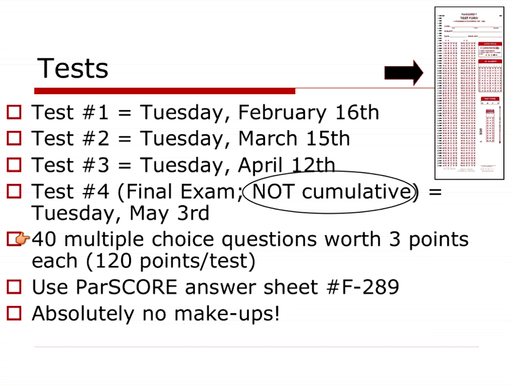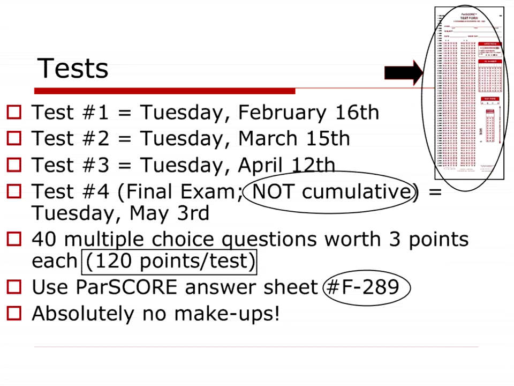The format of the test is 40 multiple choice questions that are worth 3 points apiece. So if you do the math here, then the tests are worth 120 points each. We're going to use this ParScore answer sheet for the test. See in the upper right-hand corner here? This guy, yeah, that's the one to bring. It's number F289. It's listed in the syllabus as well.